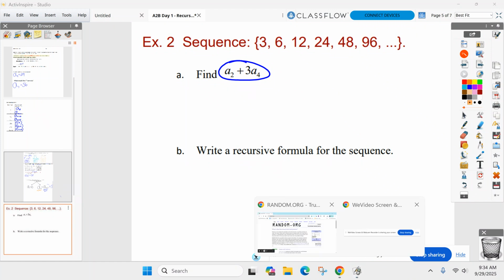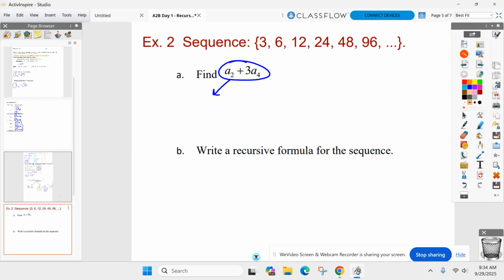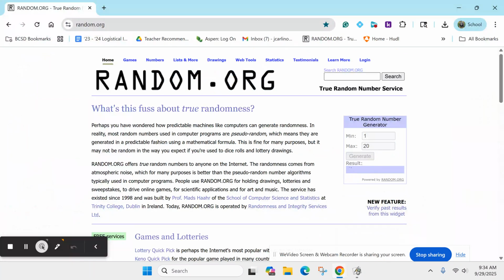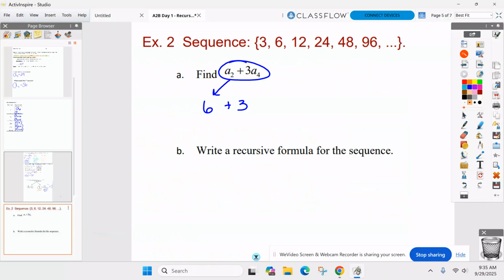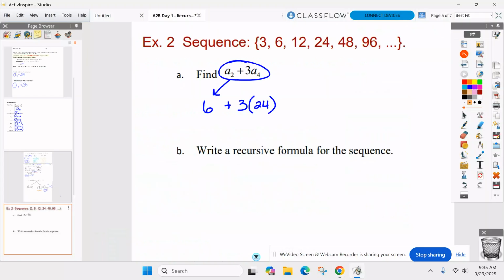Okay, quick. What is A2 up here? What term is A2? Giovanna, what term is A2? 6. Perfect. The second term plus 3 times. What'd you guys find for A4? What's the term that represents A4? Julia? 24. Fourth term is 24. Good work from both of you. And now multiply, add them together. What's my final result here when I'm all done, Brady? 78 looks good to me.